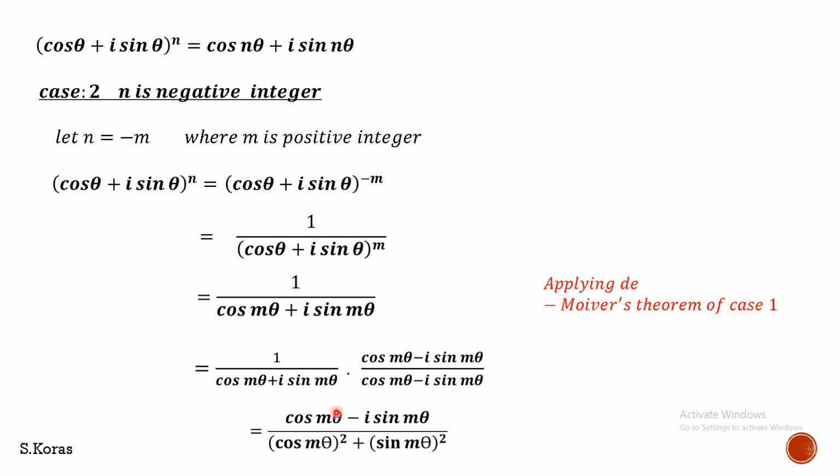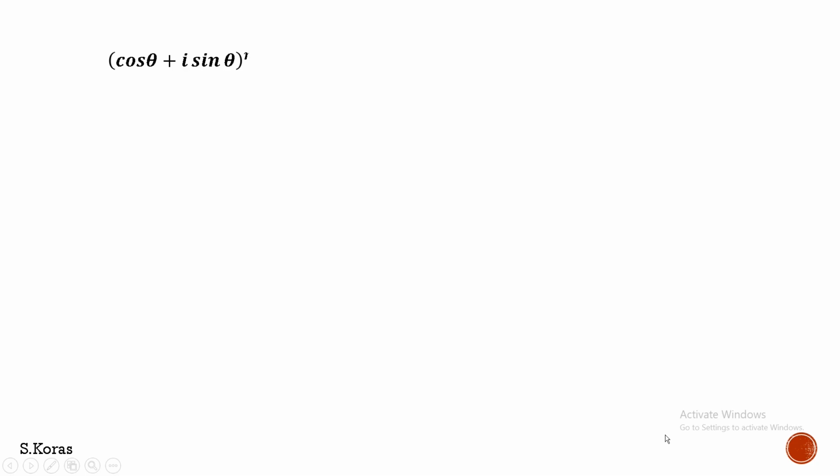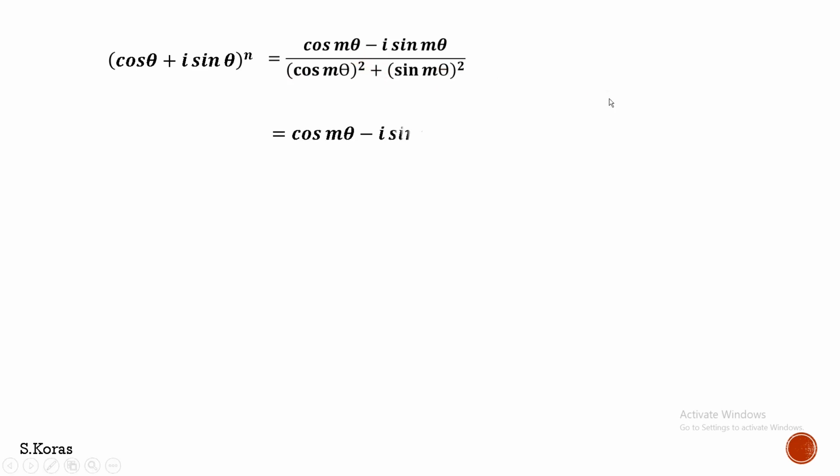So till now we have proved (cos theta plus i sin theta) to the power n is equal to cos m theta minus i sin m theta divided by (cos m theta) whole square plus (sin m theta) whole square, right? So let us proceed with that. As I told you, the formula for cos square theta plus sine square theta is 1. So if you apply this value 1, we'll get the answer as cos m theta minus i sin m theta. Right, that's good. Now let us do some small adjustments, because in our proof we need only a positive symbol here. We don't want any negative symbol here.